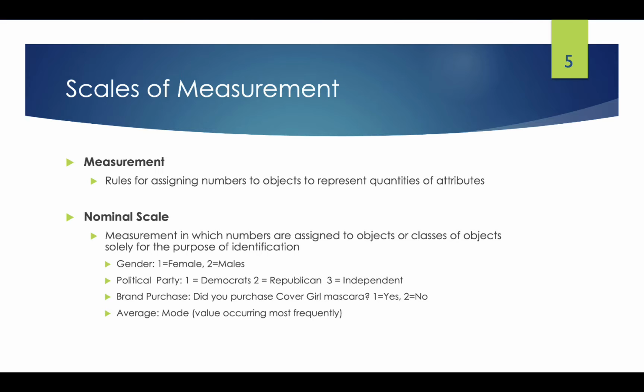If you're thinking of something like branding, or let's say you want to know, do people like Target, do they like Walmart, do they like to shop at some other retail store. So you're just going to identify those with a number. For example, gender: you're going to label females as a 1, males you're going to label as a 2. A political party, you might have Democrats, Republicans, Independents, 1, 2, 3.